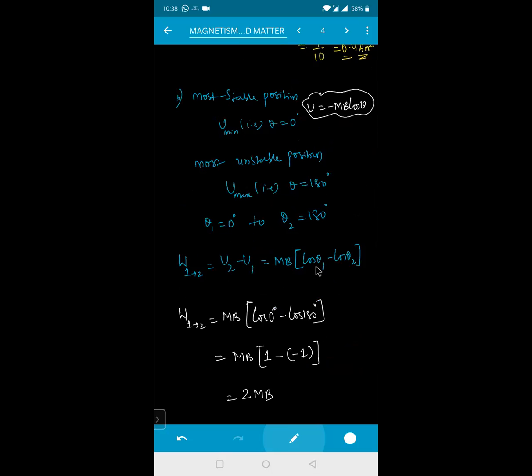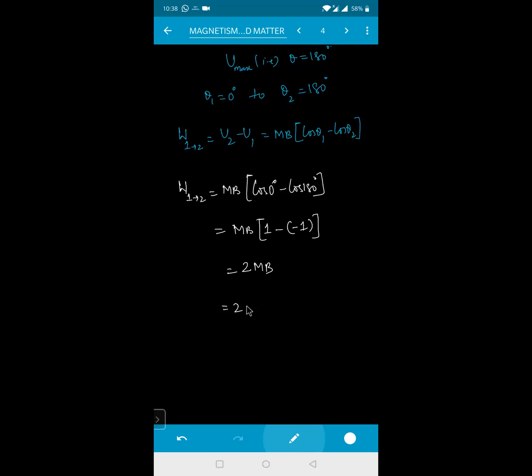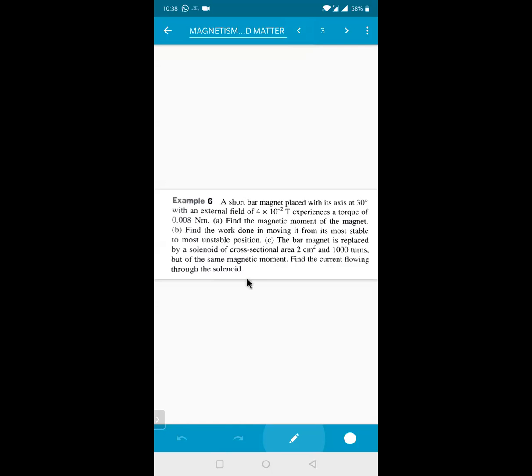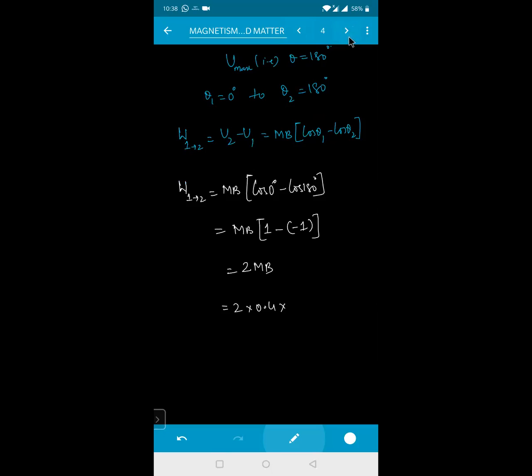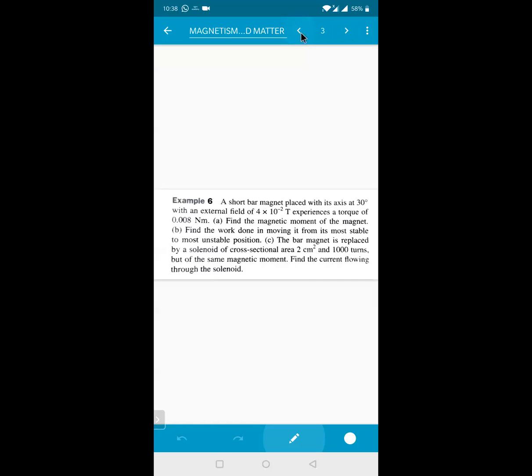So that will be equal to 2. Magnetic moment we already got 0.4, into magnetic field, which is given as 10 to the power of minus 2 tesla. So this will be equal to 4 into 10 to the power of minus 2. For 4 is 16, 16 twos are 32. So this will be 32 into 10 to the power of minus 3 joule. So this will be the work done. Is it clear? Very good question, beta.